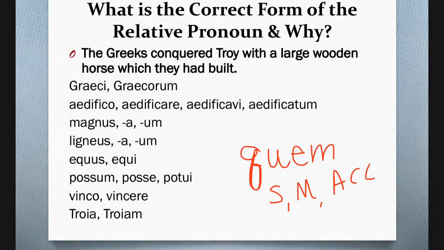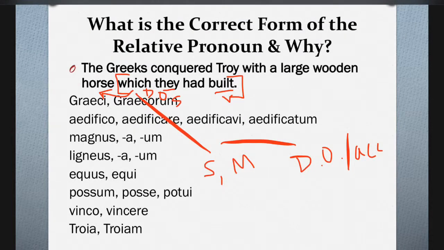If you said that quem is the correct form of the relative pronoun, congratulations, you are correct. Let's make sure that your reasoning for why quem is the correct answer is also correct. When we read this sentence, we have to recognize that the relative clause begins with "which" and ends at "built." The antecedent of "which" is horse. Horse is a singular and masculine noun, which means my pronoun must also be singular and masculine.